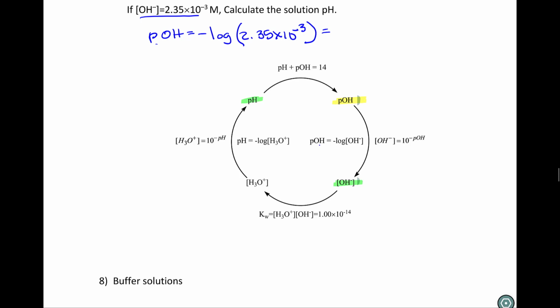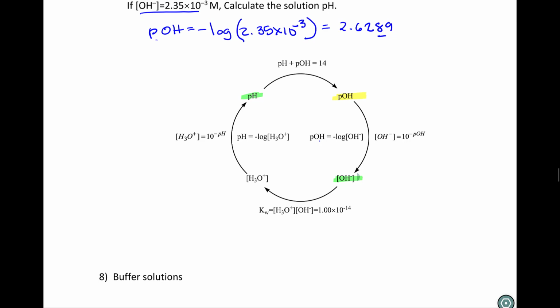2.35 times 10 to the negative third. Okay, there we go, and I get, oh, hang on, I didn't put a decimal. That becomes 2.6289. 3 sig figs, so we'll go for there. Actually, 3 sig figs, I'll just tell you, is actually here on a log number, and that takes a long explanation, but don't worry about sig figs on these. Just be close.